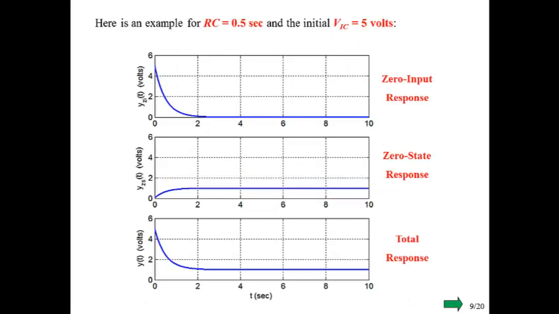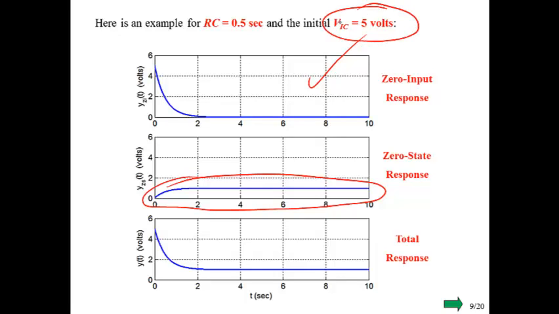So here's those different parts. This is the zero input response decaying away. Here is the zero state response, both parts charging up to 1. Now in this example I've chosen the initial voltage on the capacitor to be 5, so that part starts at 5 and decays down. This part starts at 0 and reverse decays up to 1, and when you combine them together you get this.